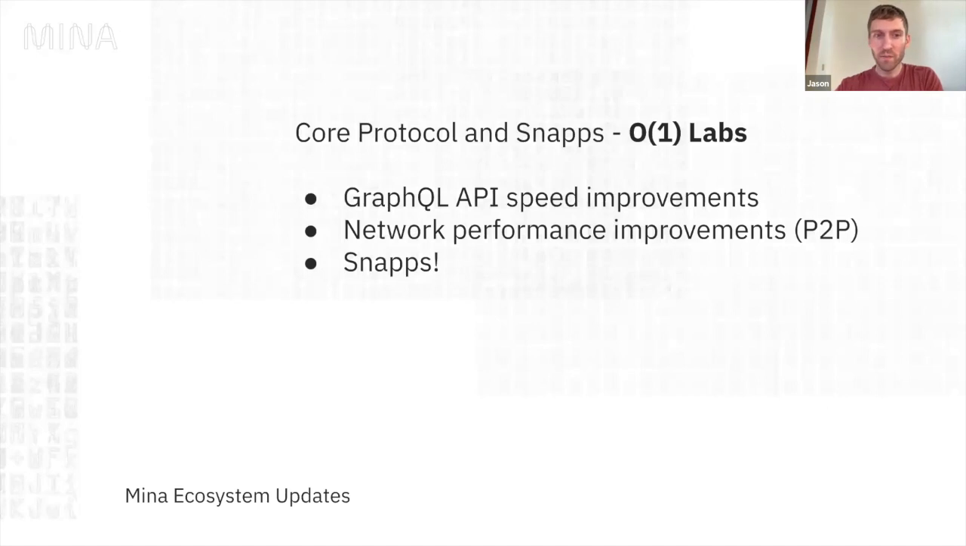Apologies for the construction in the background. We are working on some GraphQL API speed improvements. Some community members have noticed some slow API queries. We've identified it's partially caused by OCaml's single-threaded process, and we're testing some potential solutions until a Rust solution is available for the long term. We're also looking at certain network performance improvements regarding the P2P layer.